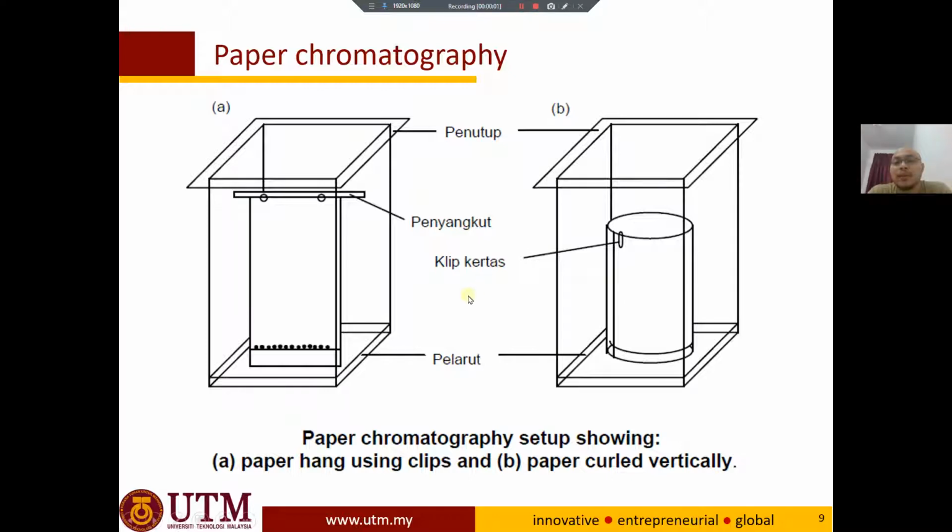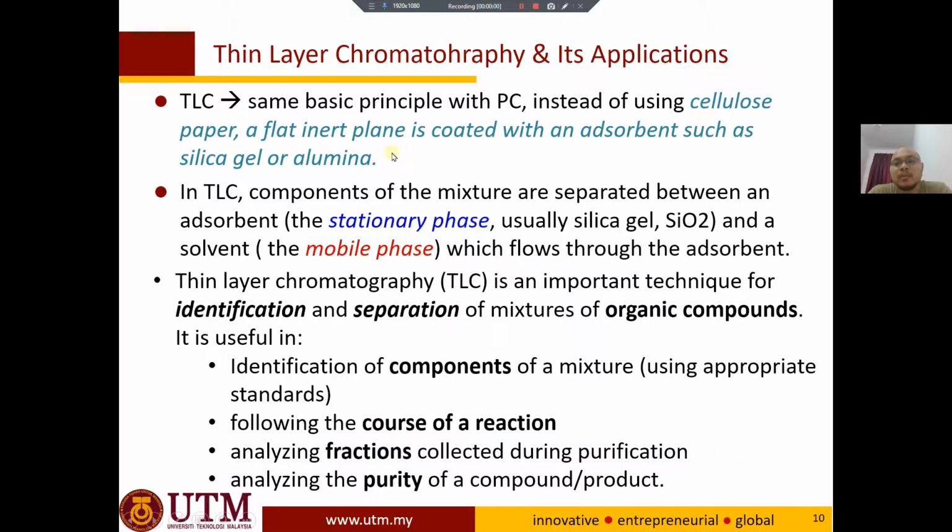So later on, I will show you the procedure of paper chromatography, and the TLC is about the same. But right now, I just want to describe paper chromatography and the TLC. What are the differences? Maybe I will focus on the development first, and after that, we will go to the differences between them. Okay, let's go to the next slide.